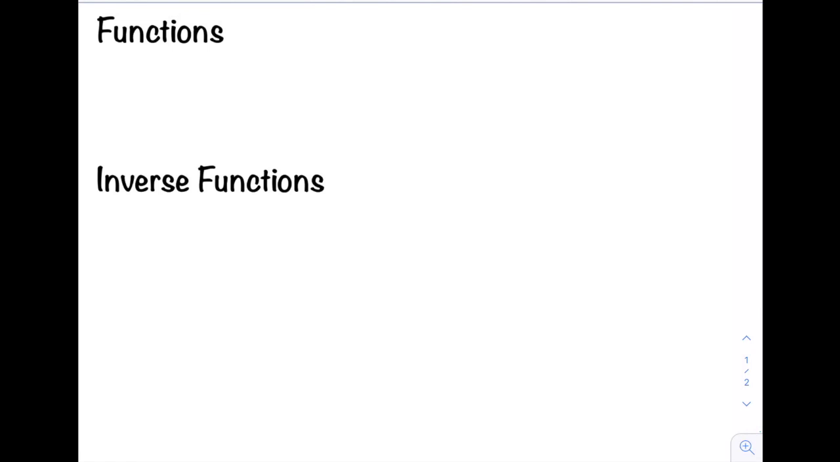So before we learn how to solve problems about inverse functions, we need to talk about what an inverse function is. We know that a regular function applies some sort of rule to an input. So we put in the input x, it goes into the function f of x, and then it spits out an output, y.